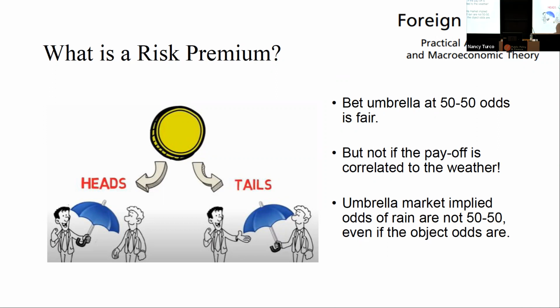Now let's change this bet slightly, right? So I turn on the radio, and the forecaster says that tomorrow there's a 50% probability of sunshine and a 50% probability of rain.